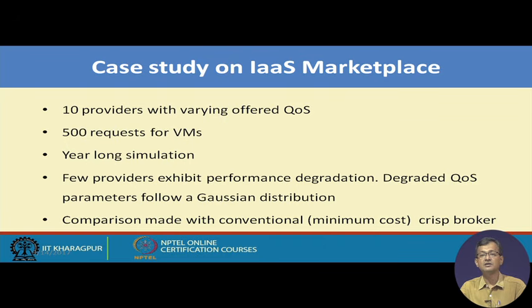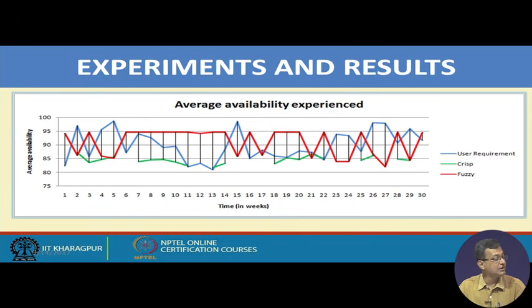That means there is no fuzzy system. A CRISP broker takes a yes or no type of decision with minimal cost, and we look at how the fuzzy approach performs compared to that. For average availability, blue is the user requirement, green is the CRISP broker, and red is the fuzzy. It may not always follow the user requirement, but in a sense it is better than the CRISP approach.